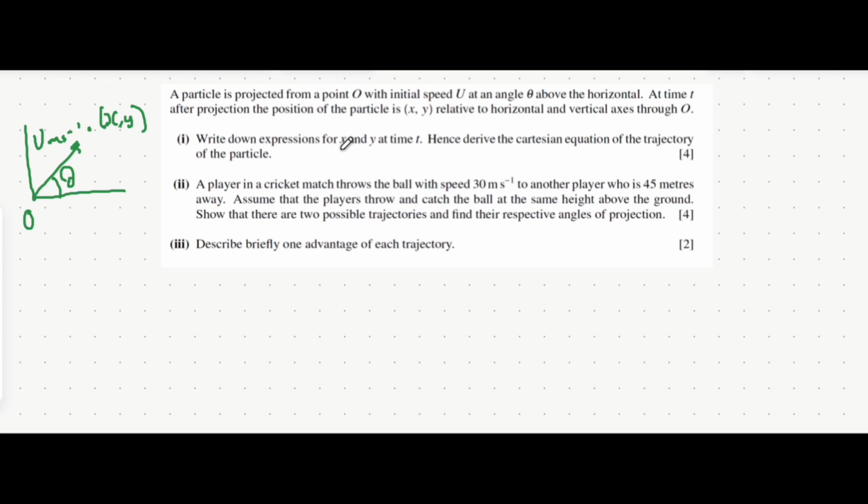It says write down expressions for x and y at a time t, and hence derive the Cartesian equation. Let's break it down into two parts. Let's first find x and y in terms of t. So to find x, we're going to look at the horizontal motion. Now, what can we assume horizontally for any projectile? We can assume that acceleration is 0.